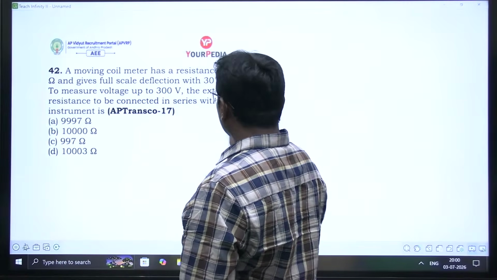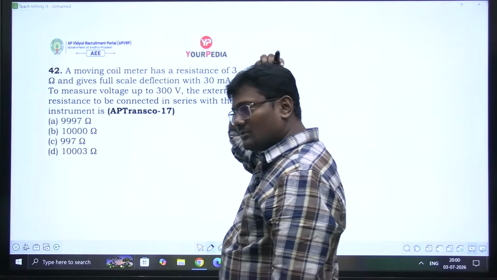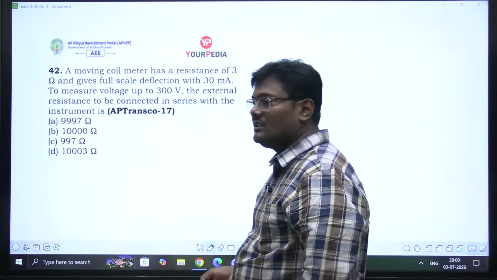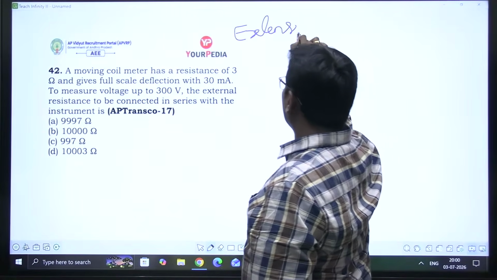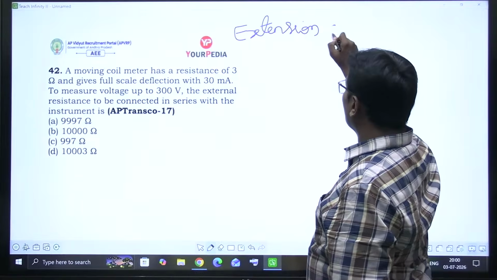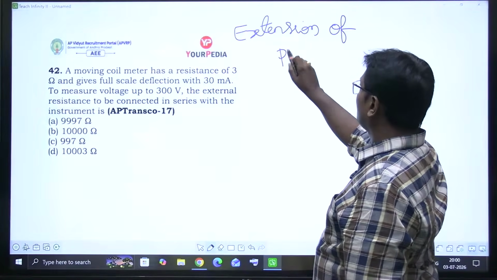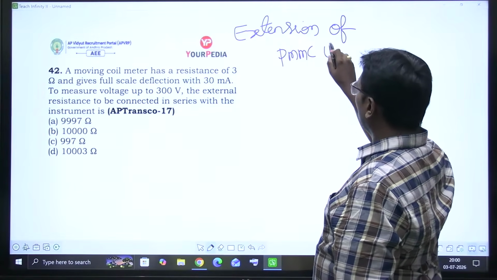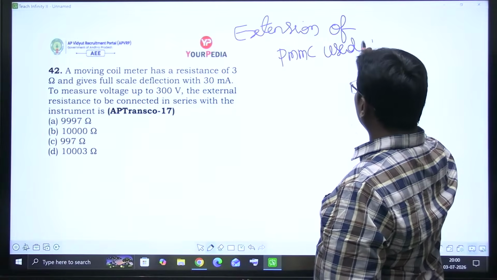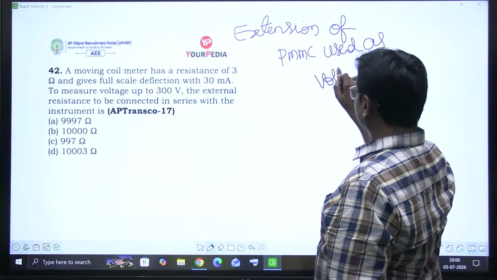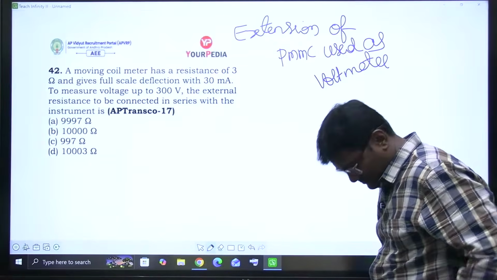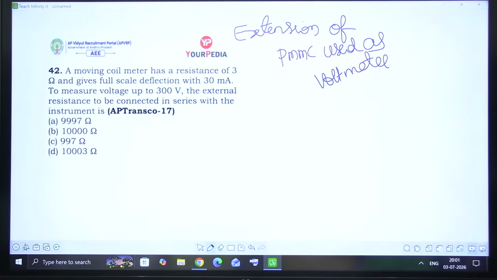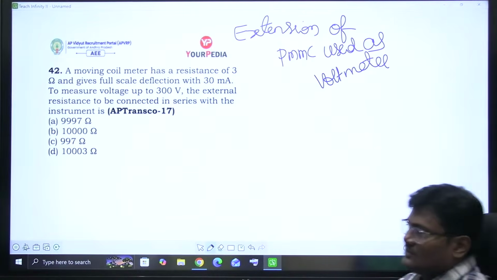Okay. Till now we discussed. See, AP Transco 2017 is asking extension of PMMC, PMMC used as voltmeter. Try to solve this one. Extension of PMMC used as voltmeter. Okay.